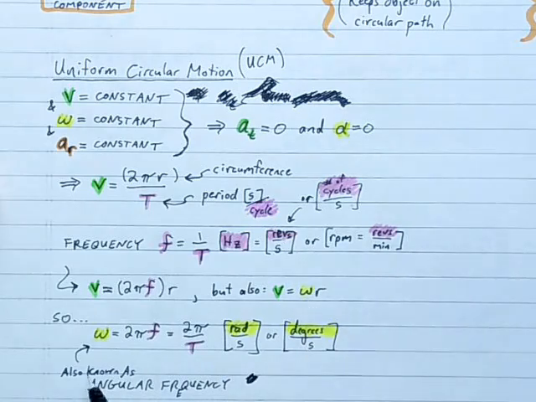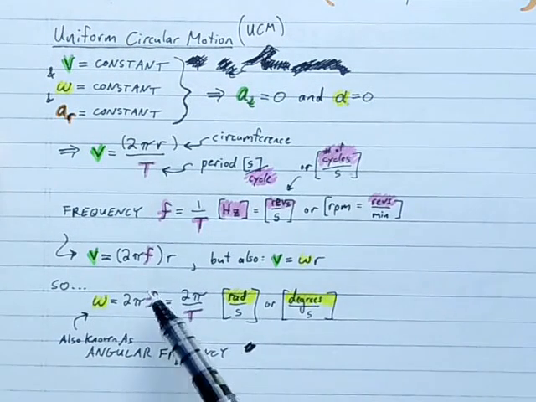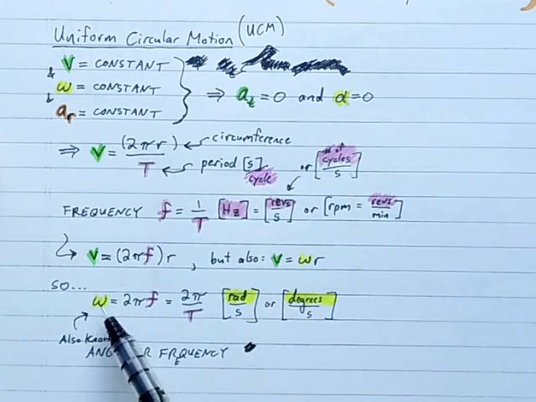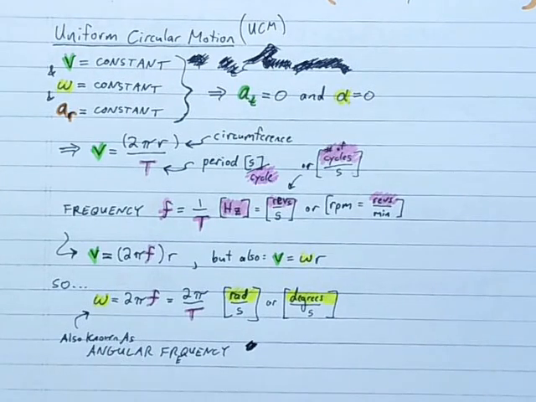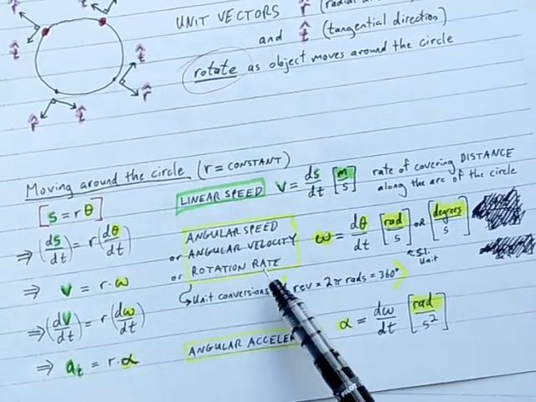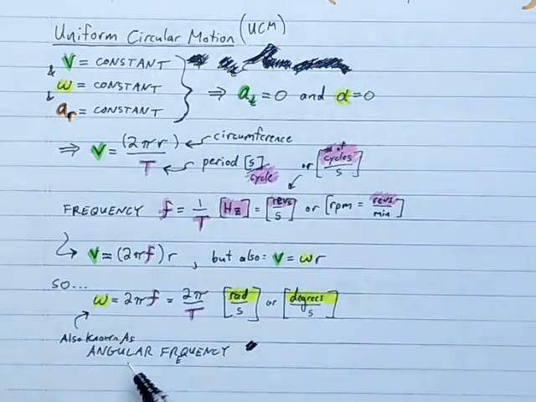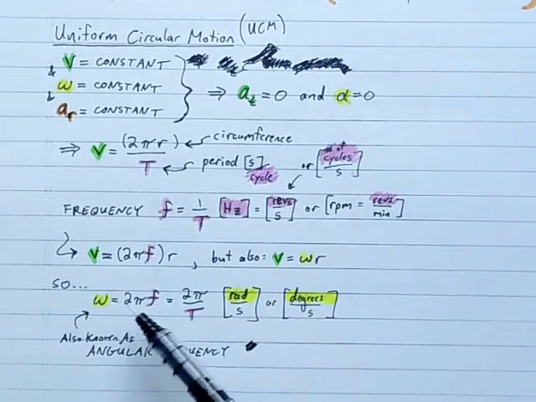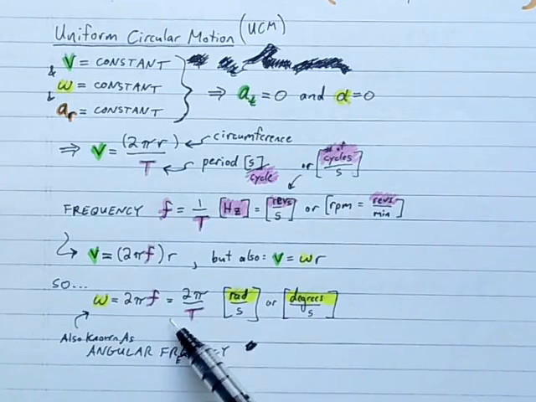So our omega is also sometimes called the angular frequency. F the frequency, omega, which we have called, let's see, it's had many names. Omega we have called the angular speed, the angular velocity, the rotation rate. Here's yet another name for it, the angular frequency. So 2 pi times the frequency, or 2 pi over the period.